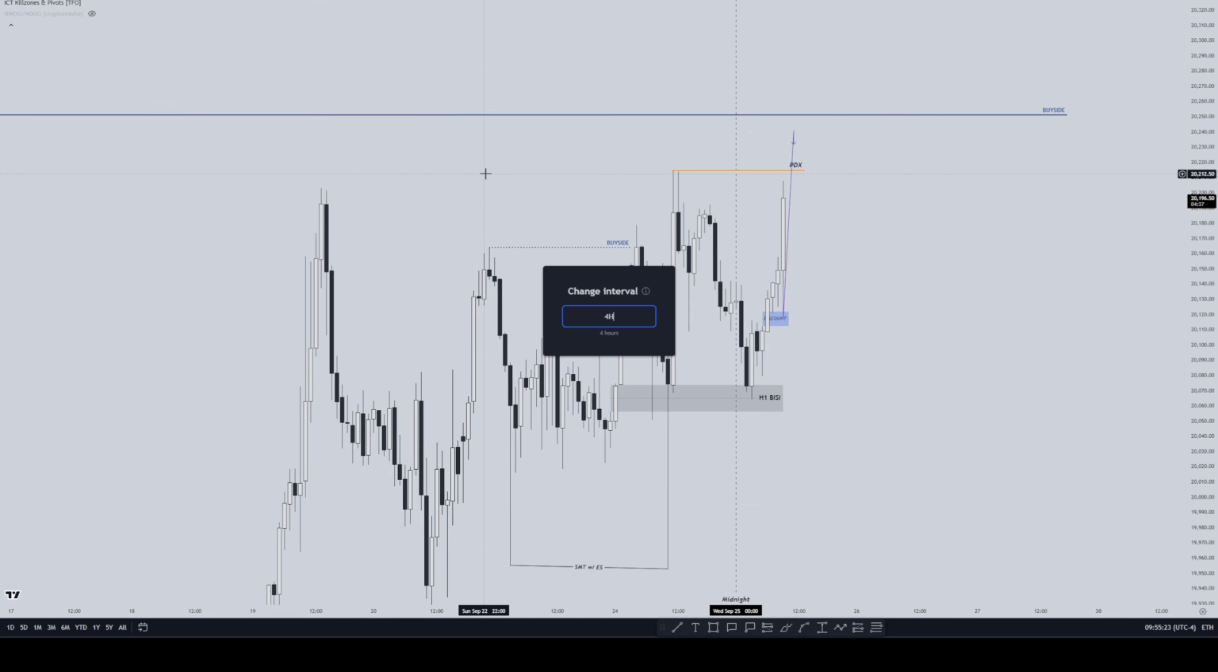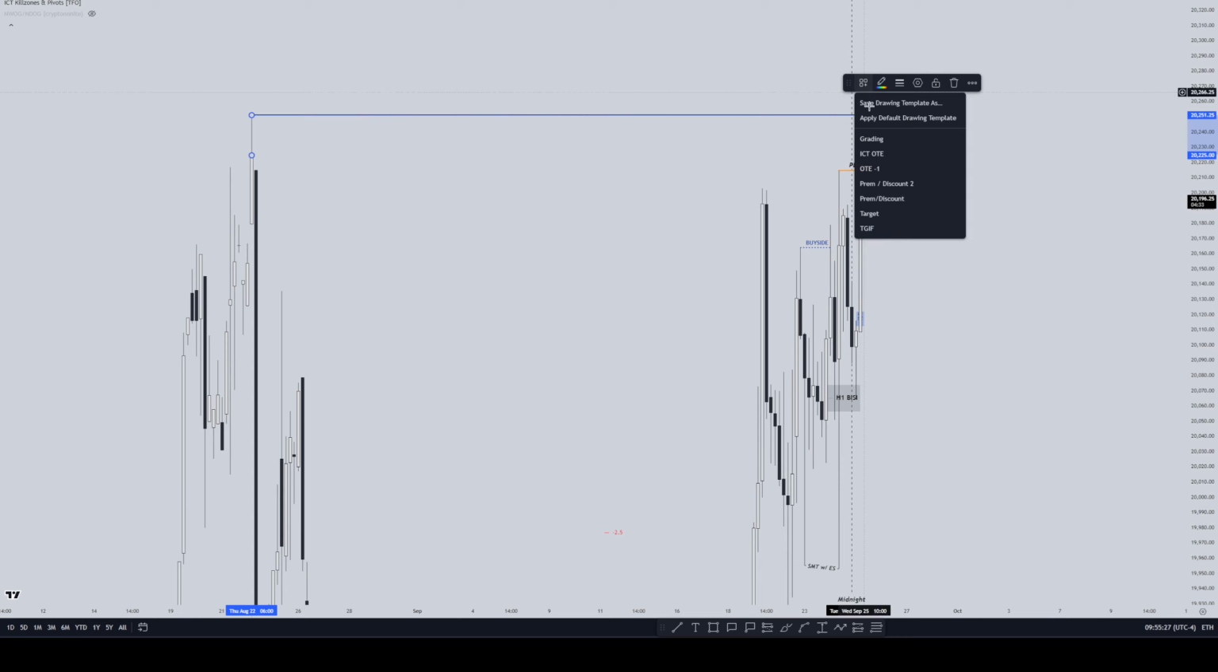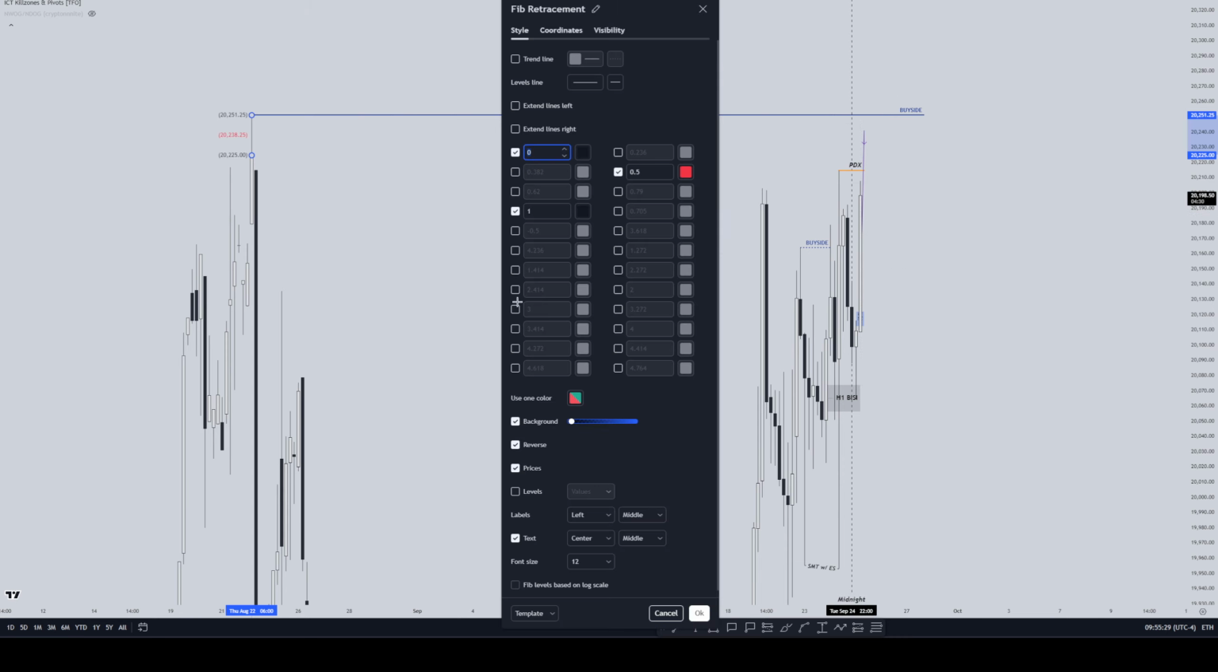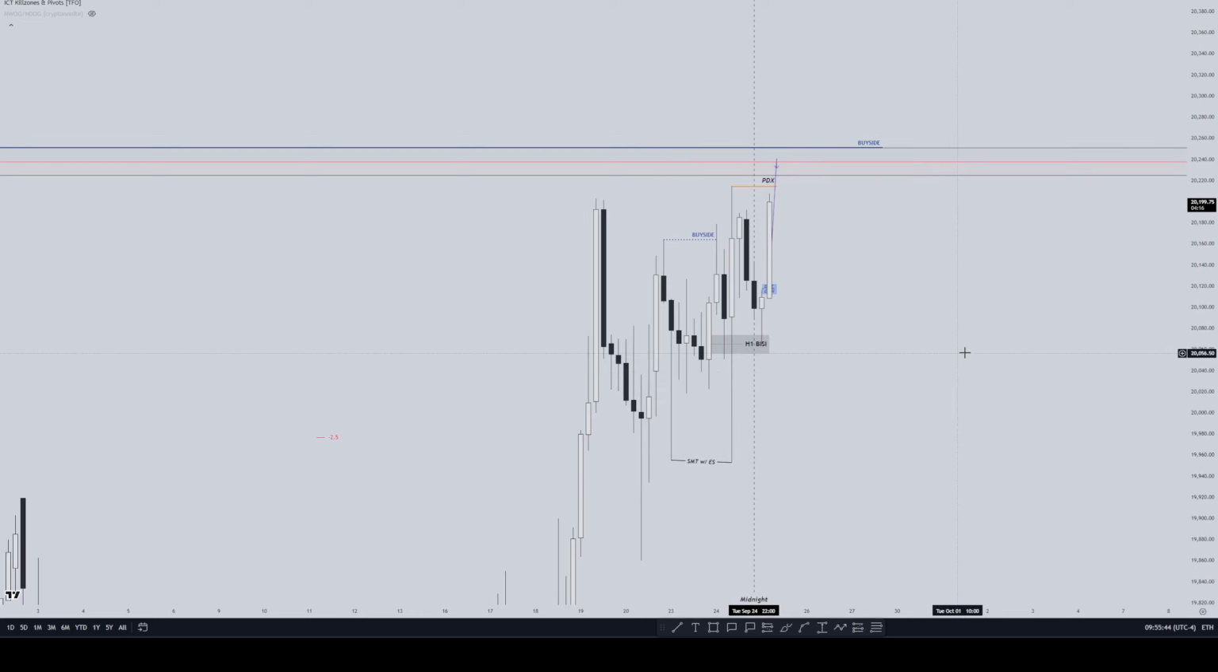Zoom out actually to 4 hour. Also this larger wick. Split this in half, so you could get some reaction off consequent encroachment. Wicks are all inefficient. Okay, so just like this, closure relative to a wick will tell you strength or weakness. So something like this, this will be inefficient, just because on a lower time frame, a wick will always have inefficiencies.